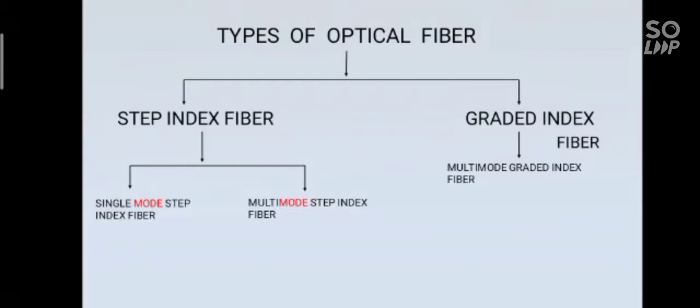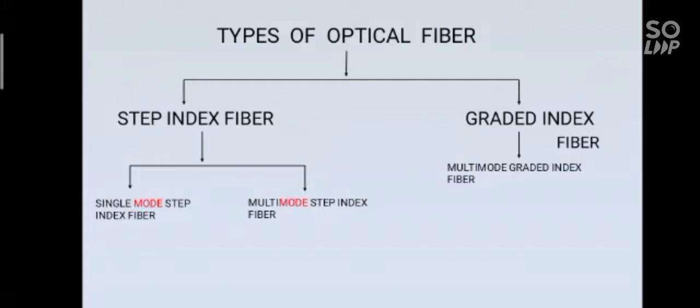Now, there are two main types of optical fiber. First one is a step index fiber, another one is a graded index fiber. Step index fiber is again divided into two types. First one is a single mode step index fiber. The second one is a multi-mode step index fiber. Mode means it's a path. So in case of single mode, there is only one path of the optical ray. And in case of multi-mode, there are so many rays traveling through the optical fiber.